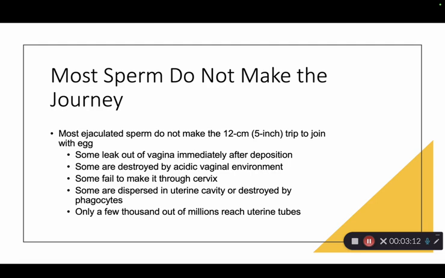Despite the millions of sperm that are released during ejaculation, only a few thousand actually make it to the uterine tubes. Many are lost or destroyed on their way there. This could be due to vaginal acidity, barriers from the cervix, or even immune defenses. This attrition emphasizes the improbability and biological precision of fertilization. It's a numbers game, but only a select few will make the final cut.